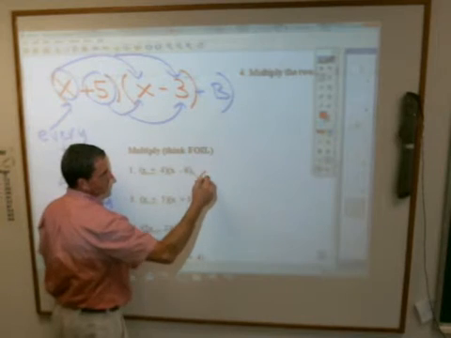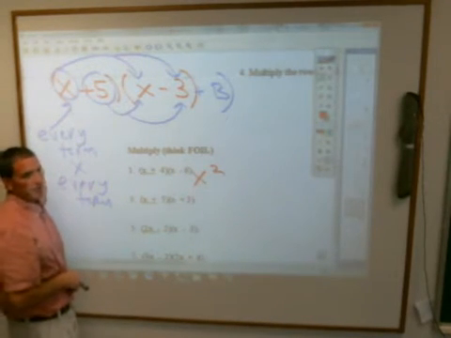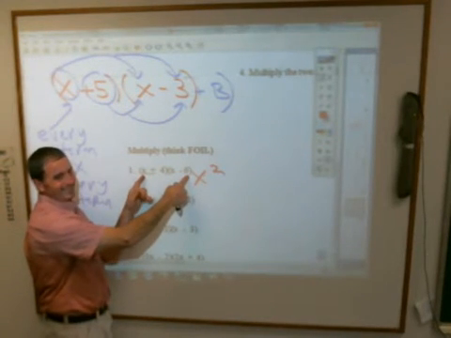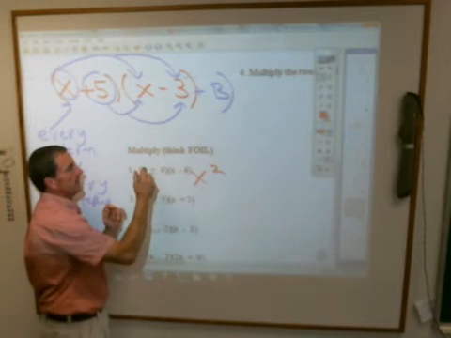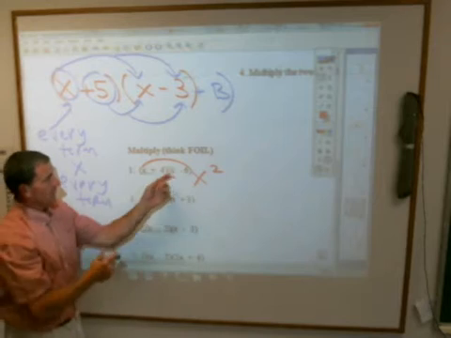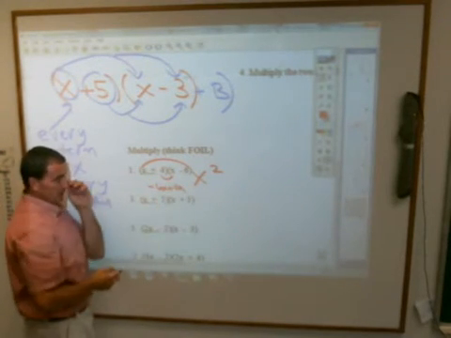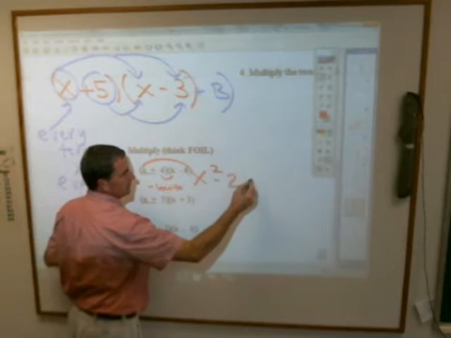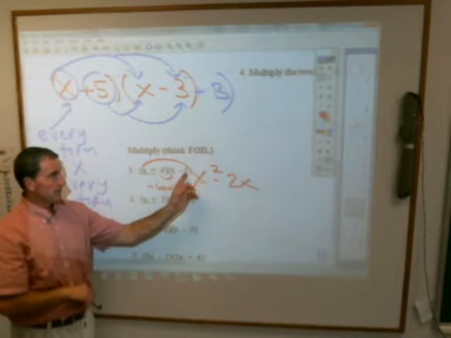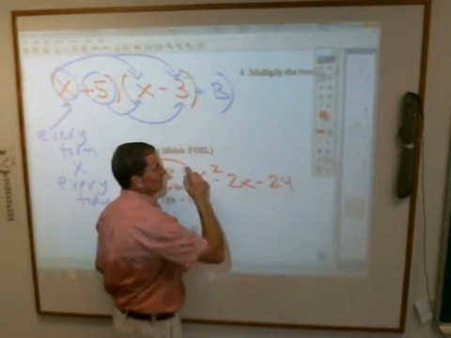X squared. What's the middle term going to be? What am I going to get when I combine a 4x and a minus 6x? Because that's my two outside terms, and my two inside terms are going to get put together. You get a negative 6x and a positive 4x. Put them together, you get a minus 2x. And then my last term is going to be negative 6 times 4, which is negative 24.